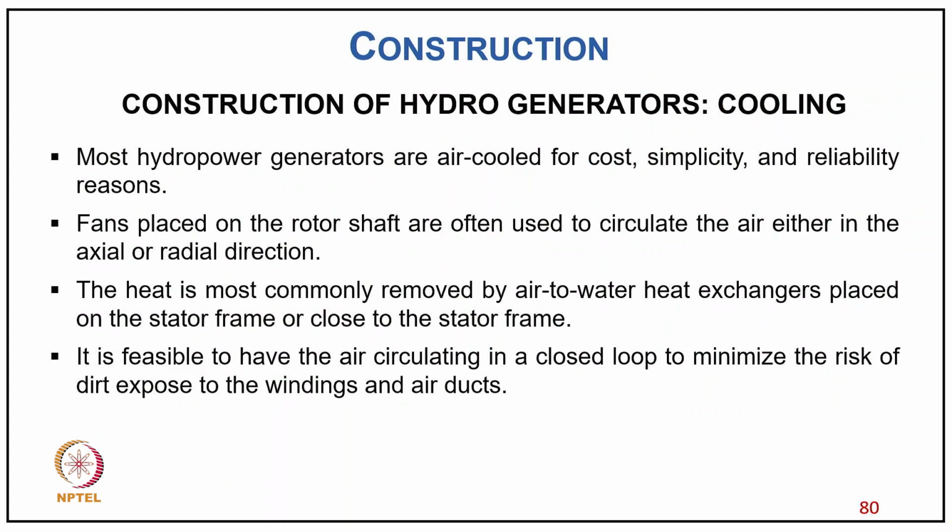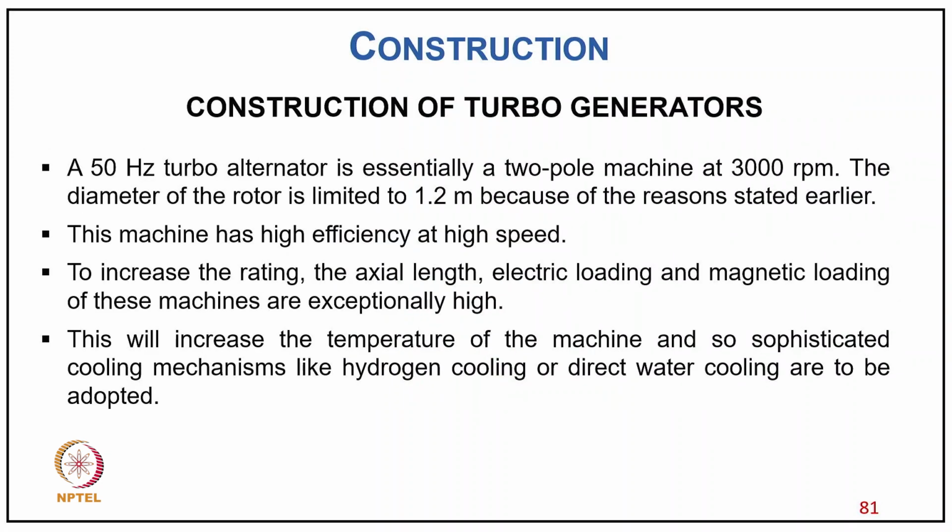and modern synchronous machines are provided with a connected damper winding. Now coming to cooling of hydro generators, most hydro generators are air cooled for cost, simplicity and reliability reasons, and fans placed on the rotor shaft are also used to circulate the air in either the axial or radial direction. The heat is most commonly removed by an air to water heat exchanger placed on the stator frame or close to it. It is feasible to have the air circulating in a closed loop to minimize the risk of dirt exposed to the winding and air duct.